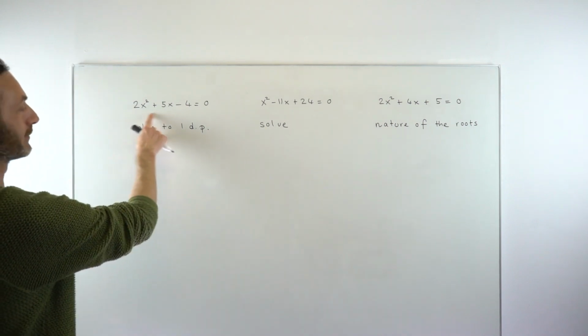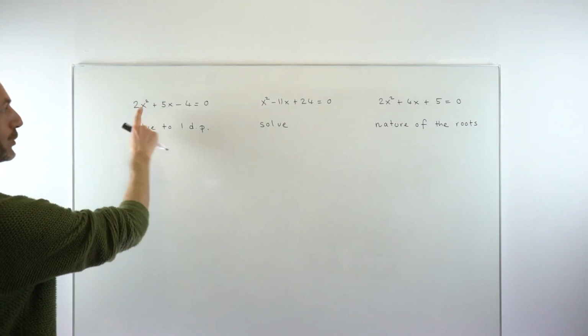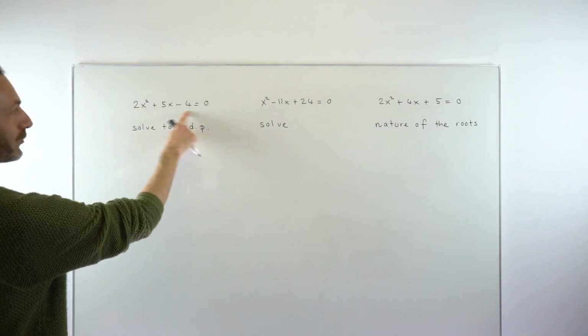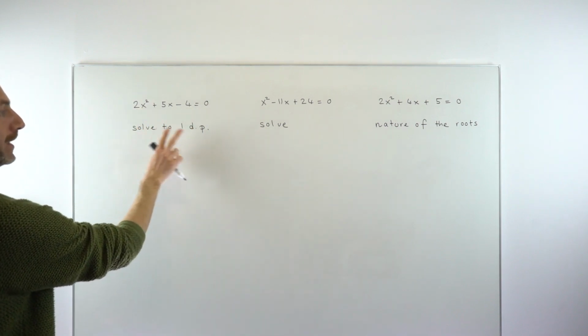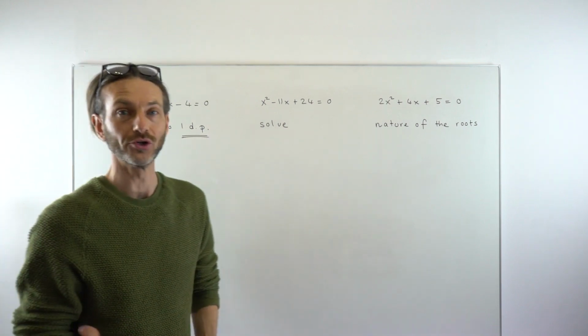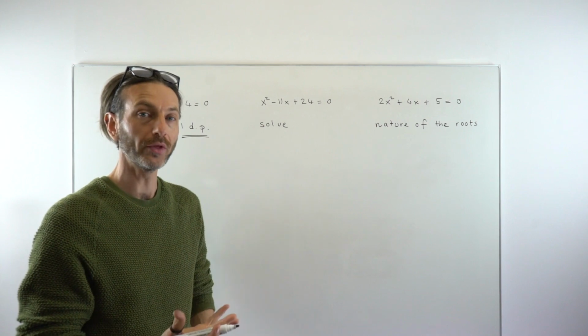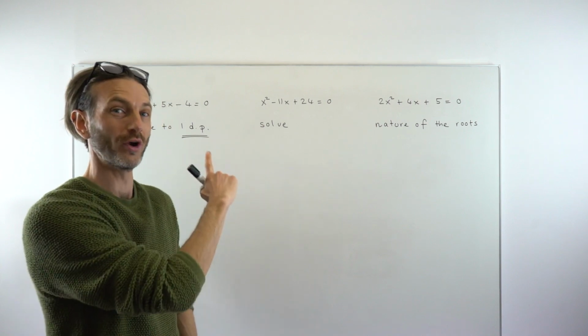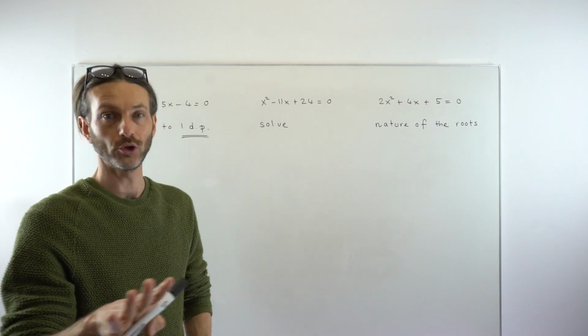One is where you're given a quadratic equation. Remember, that's an equation, it's got an x squared in it. They ask you to solve it, but they make a reference to decimal places or significant figures. That essentially tells you it's a calculator question. That's going to be the quadratic formula, no question about it.